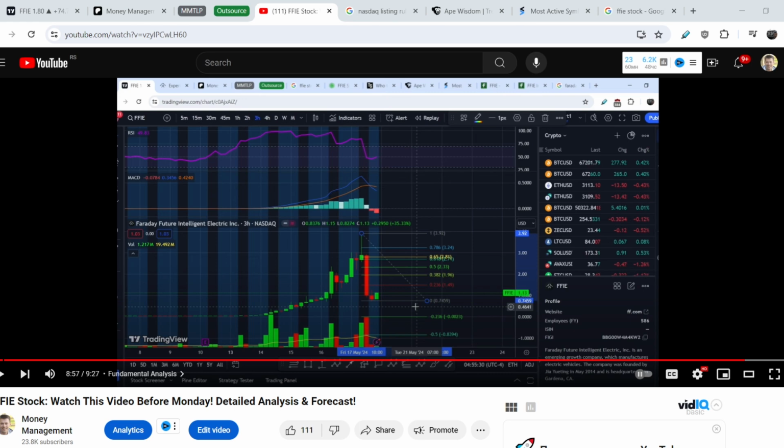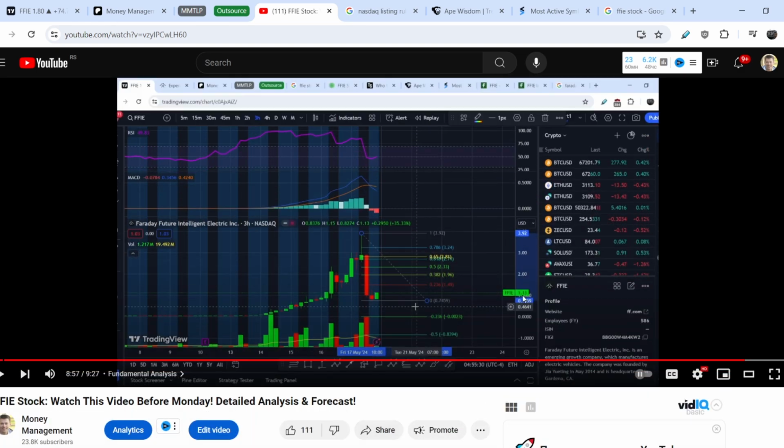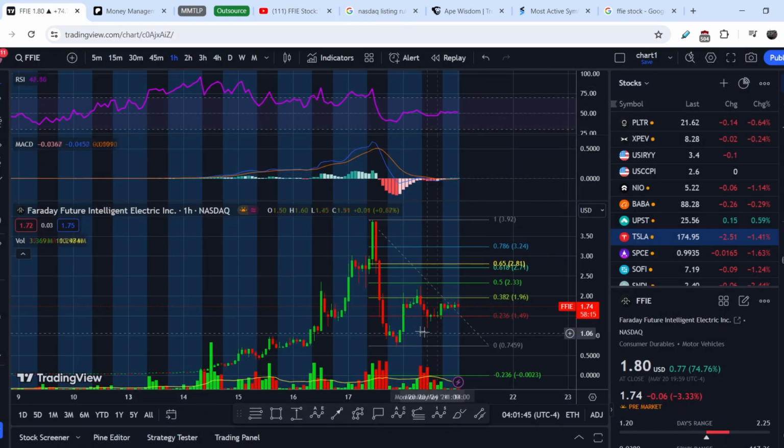Hello my friends, this is the video that I made on Faraday Future Intelligent Electric on May 19th, when the price of this asset was at the $1.13 mark. My main assumption was that we would have a bounce to the upside that at most might hit about the $2.8 mark, and then we would have a trend reversal, and unfortunately we would see lower price action for this asset. And here's the actual price action.